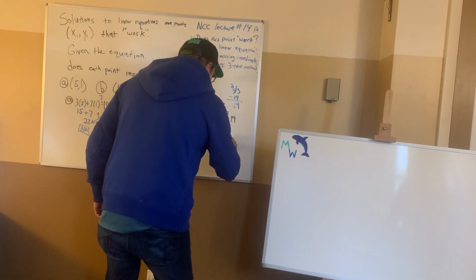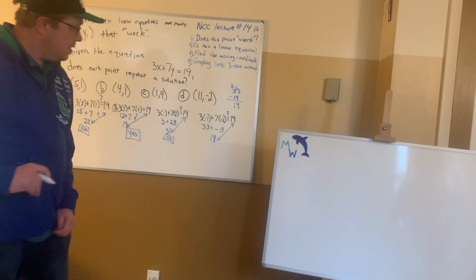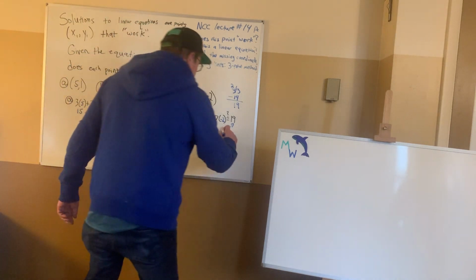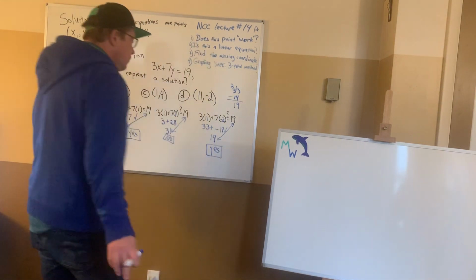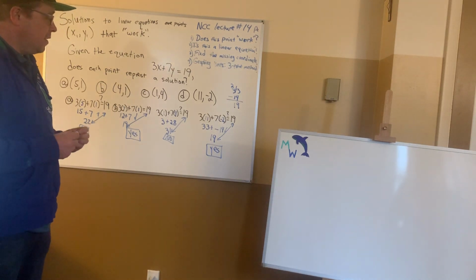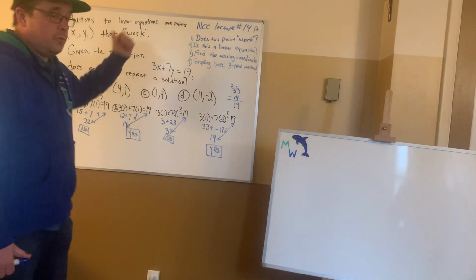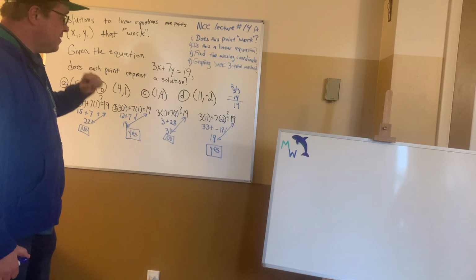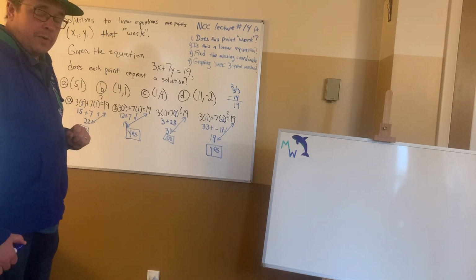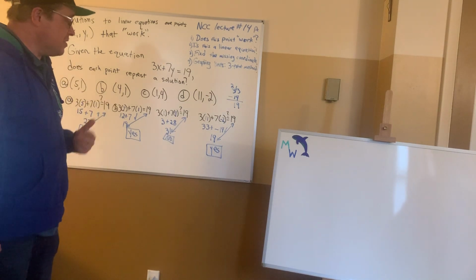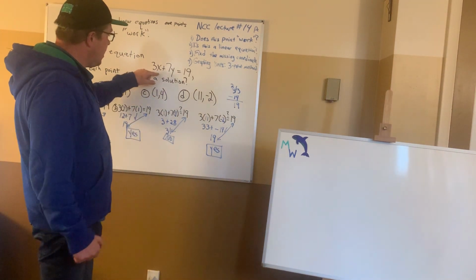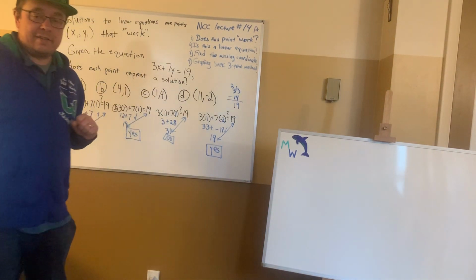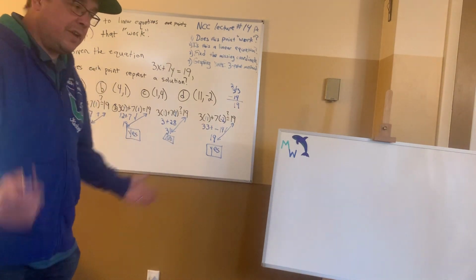Now we go back into the position of what we're trying to do. Are they both the same? Yes, they are, which means yes. Guess what? Does it work? Yes. Is it a solution to the 2-variable equation that we have here, the linear equation? Answer is also yes. Is that point on the graph of the line 3x plus 7y equals 19? Also yes. All of them are yeses.